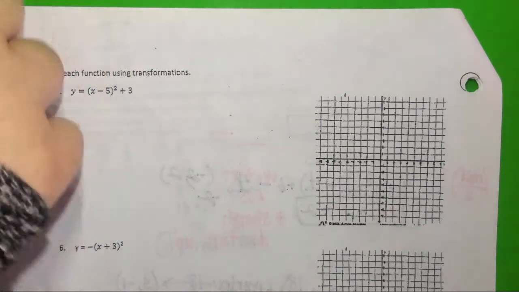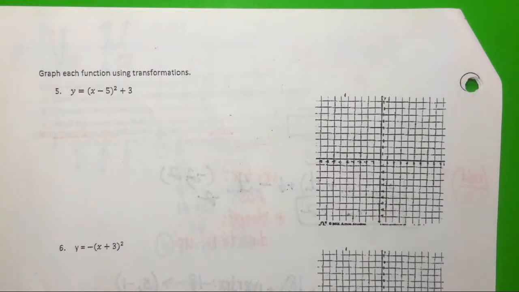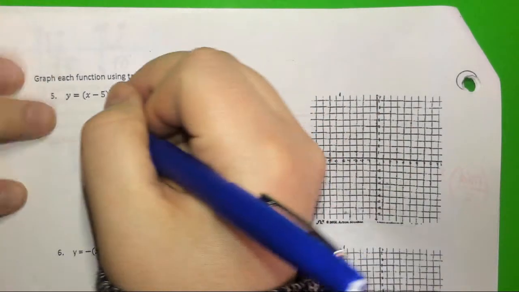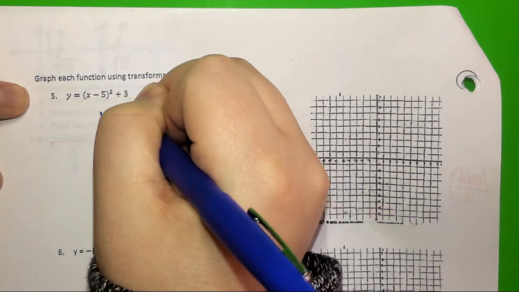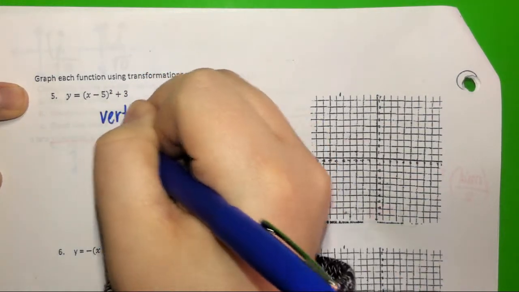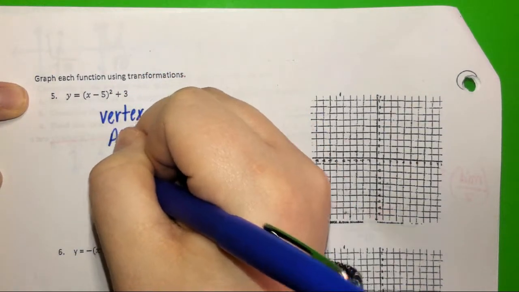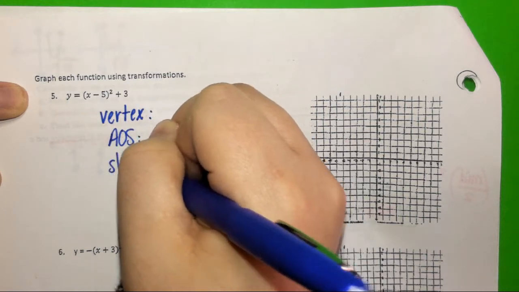Okay, next page is what we're doing today. So finally, we're going to figure out why vertex form is useful. Because vertex form can help us graph quickly. So I'm going to make the list we were making yesterday. We wanted to know the vertex, the axis of symmetry, the shape, and the direction.